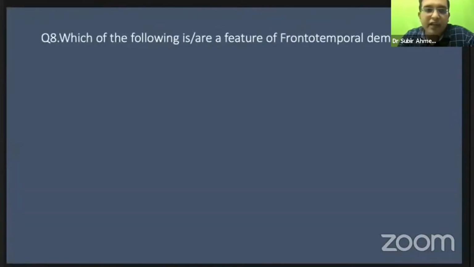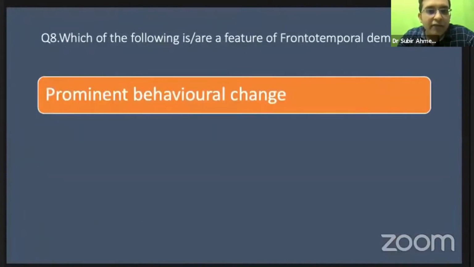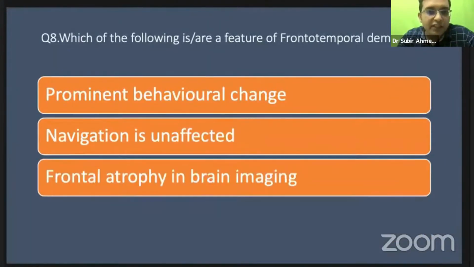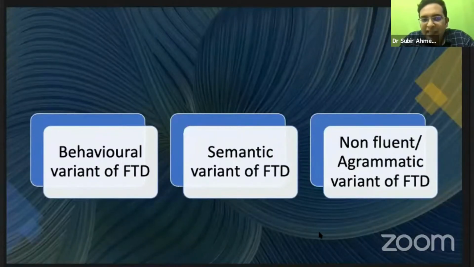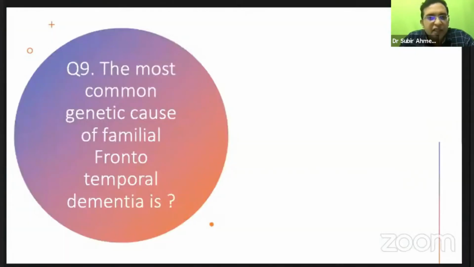That is a variant of Alzheimer's disease. So which of the following is or are a feature of frontotemporal dementia? Try to answer this question. Okay, actually the answer is all of the above. Frontotemporal dementia has many varieties, mainly divided into the behavioral variant, the semantic variant, and the non-fluent or agrammatic variant of frontotemporal dementia.